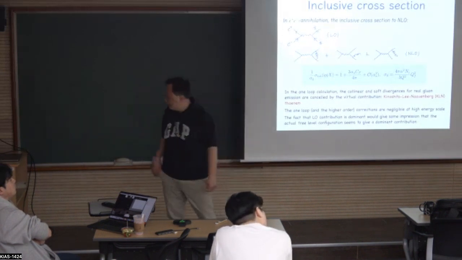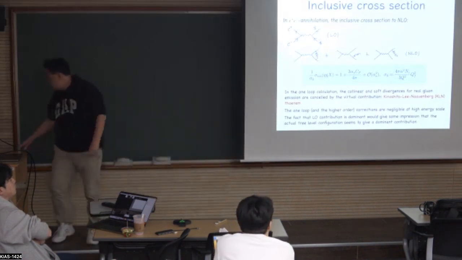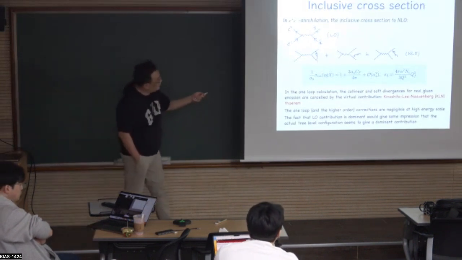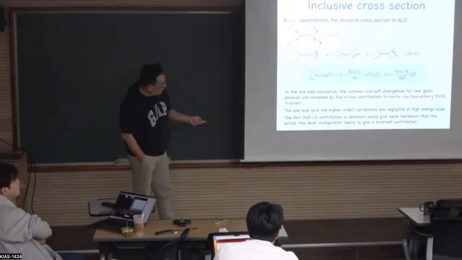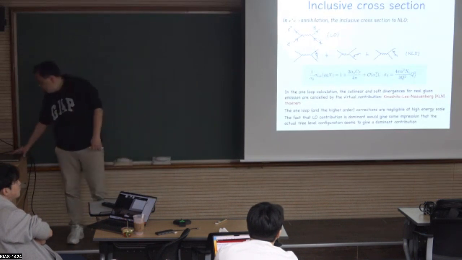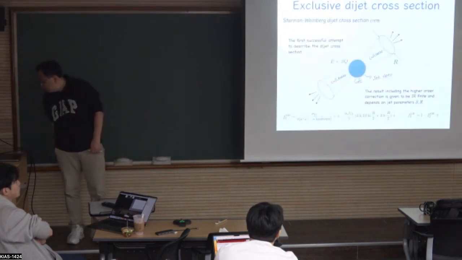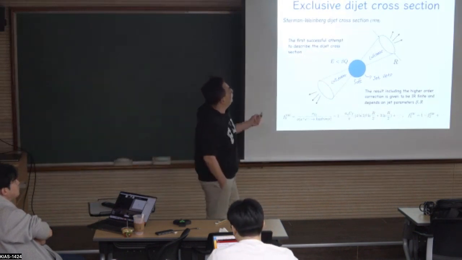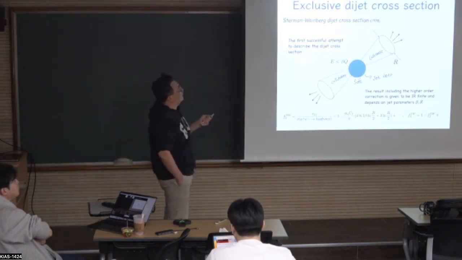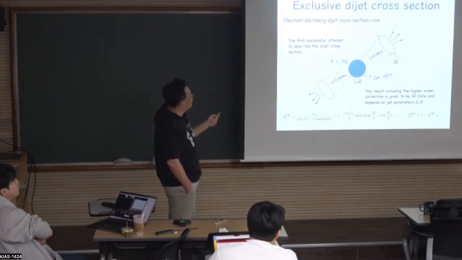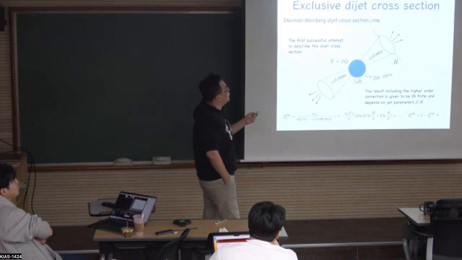But actually, this impression, this naive speculation that the leading-order, tree-level configuration gives the dominant contribution, is not exact. For example, we can consider the e+ e- annihilation again. We can consider the exclusive dijet cross section.